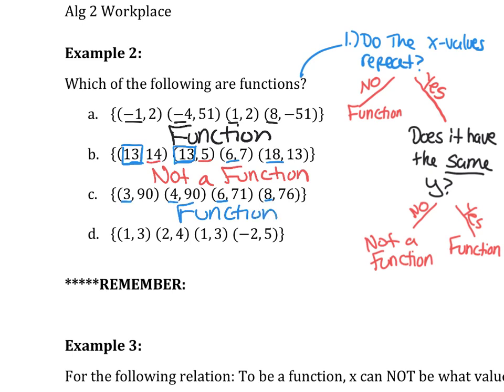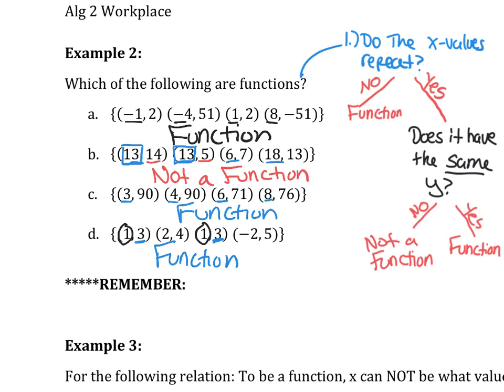All right, what about letter D? This one is a function. So even though we have a repeating x value, we have a 1 and a 1 here, the y value that goes with it is the same. It's a 3 for both of them, which means it's just the same point. And so that is still a function.